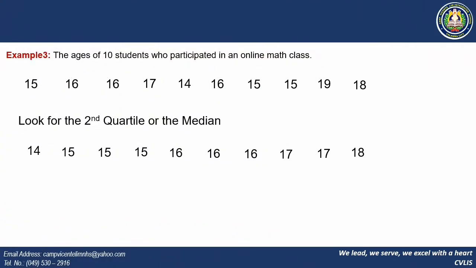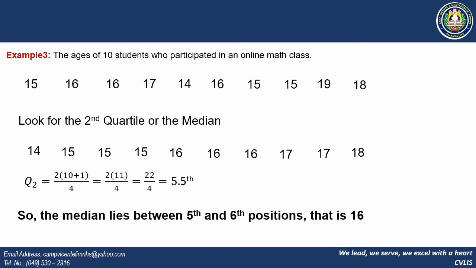Let me have an add-on looking for the second quartile, or the median, of this even numbered data. Let me use the formula to look for the second quartile, where k is equal to 2 and n is equal to 10. So let me supply all the values in the equation. We have Q sub 2 is equal to 2 times the quantity of 10 plus 1 all over 4. That is equal to 2 times 11 all over 4. That gives us a quotient of 5.5. This means that the median lies between the 5th and 6th positions, that is 16. It so happened that the two middle values are the same.